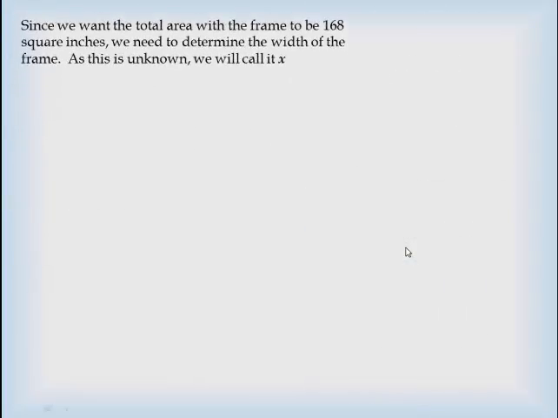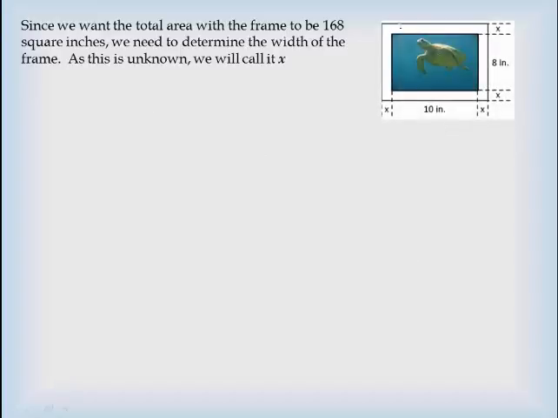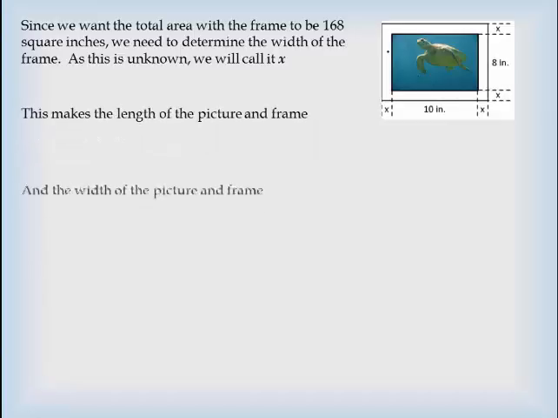Okay, so we want the total area of the frame to be 168 inches. We want the total area of the whole picture framed. Now we need to figure out the width of the frame, so we're going to call that x. So if we take our picture, we can draw a little frame around it and call our frame width x. Now I have an 8 by 10 picture, so that's our 8 and 10. And then we add x to the top, x to the bottom, x to the right, and x to the left. That makes the length of the picture in the frame.